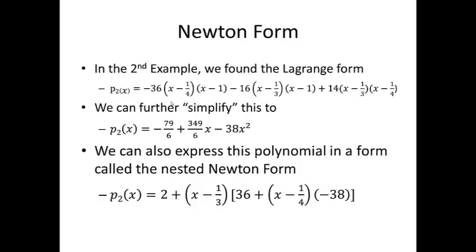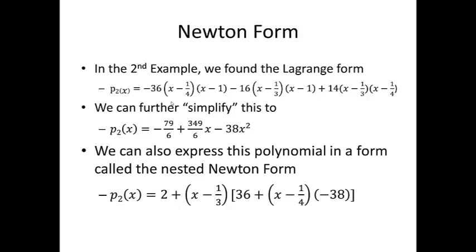So in the second example, we found this rather nasty equation for p2 of x, namely minus 36 times x minus a quarter times x minus 1, minus 16 times x minus 1/3 times x minus 1, plus 14 times x minus a third times x minus a quarter. We can further, quote, simplify this to minus 79/6 plus 349/6x minus 38x squared.